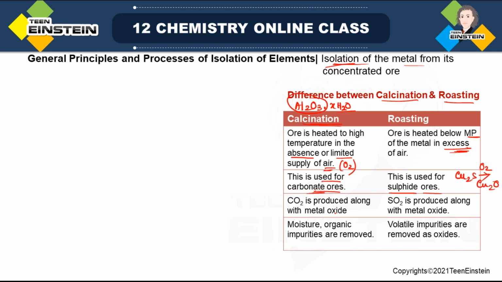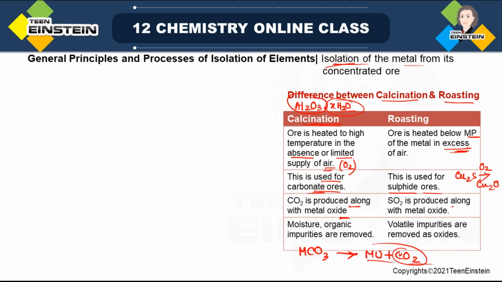So when it is a carbonated ore, suppose we have any metal carbonate, and when you are doing the calcination process, it will be converted to the corresponding oxide and CO2 will also be produced. That means calcination is basically removal of water or removal of carbon dioxide. Here carbon dioxide is produced along with metal oxide. It is clear from this equation.